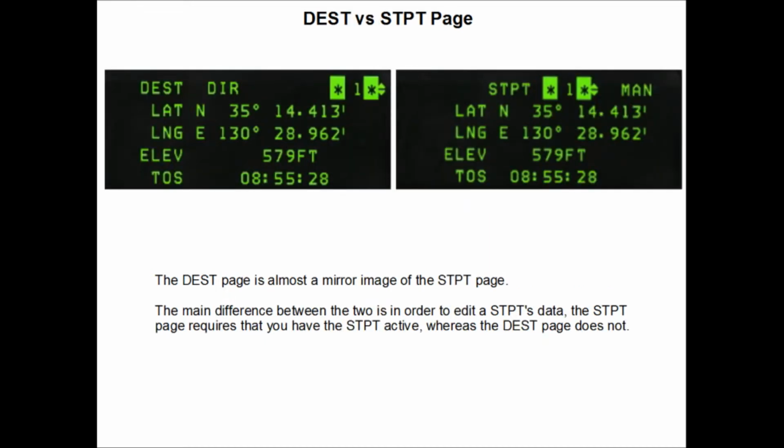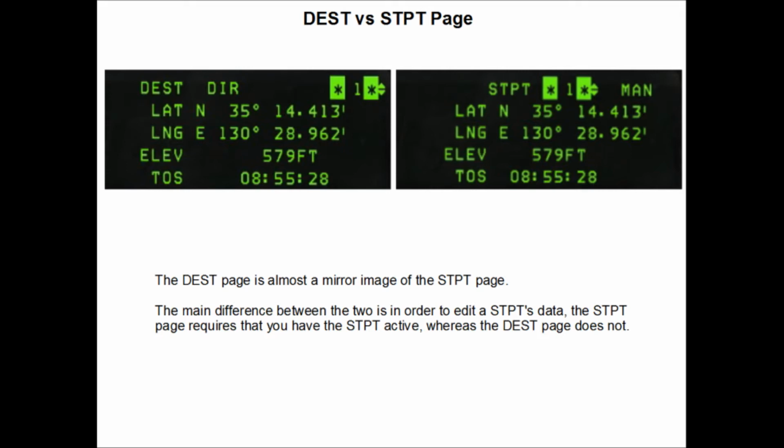Now, the destination page isn't the only place where you can add or edit steer point data. As shown in the illustration here, both the destination page and the steer point page have the same information, and rightfully so, because they both deal with the same data. Now, that raises the question, if you can add or modify steer point data on the steer point page, then what's the need to have a destination page?